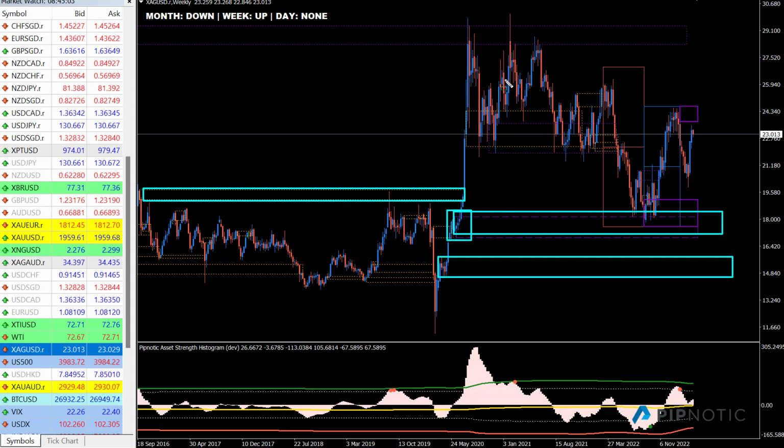Okay, so area of demand, buy zone established, tested, boom, boom, boom, many times. It starts to break down. Where does price go to? Demand. This is the demand. This is the buy zone for this demand. Okay, there's a relationship between these two here.